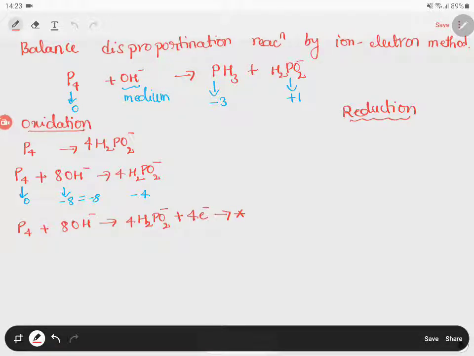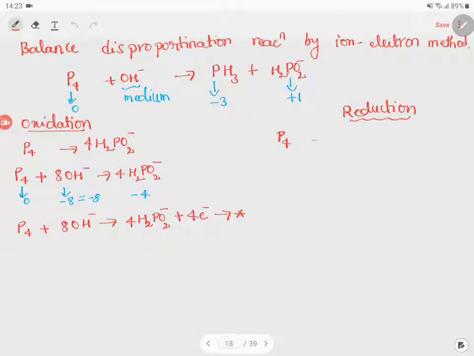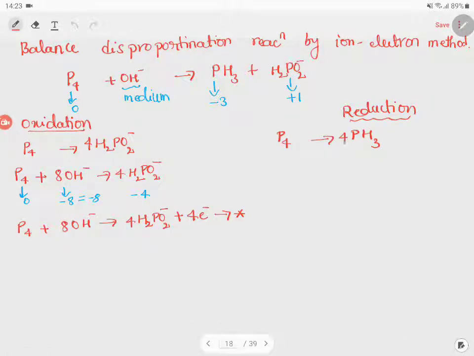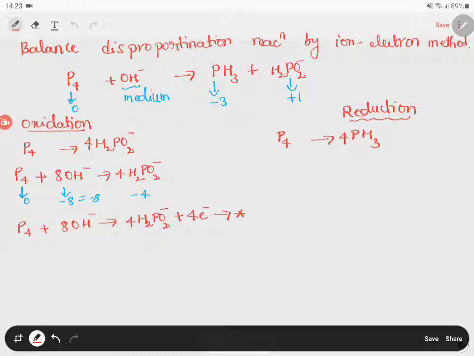Now let us move on to the reduction process. What is the reduction process? Reduction is the same element getting reduced, right? Therefore rewrite it. P4 is getting converted into PH3. What's the first step? Balance the central atom. Therefore it is 4. Now you balance the hydrogen.